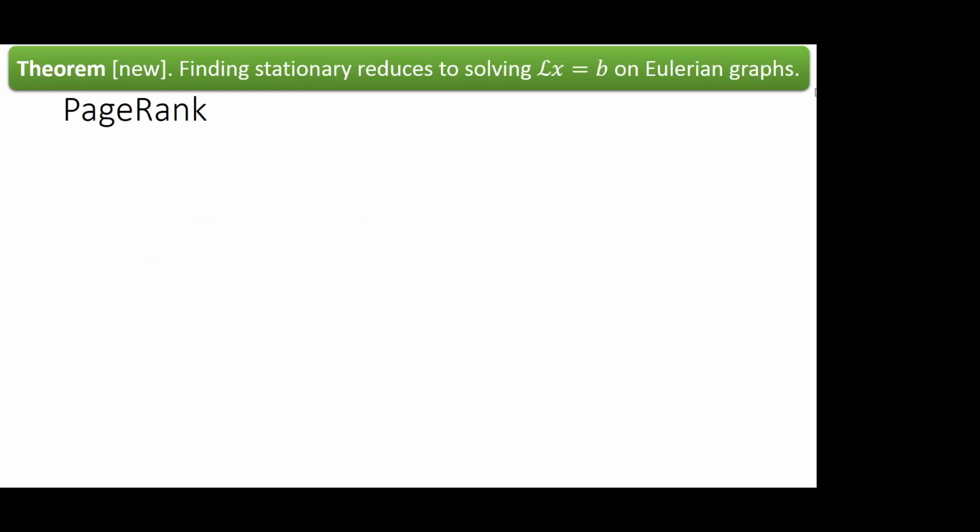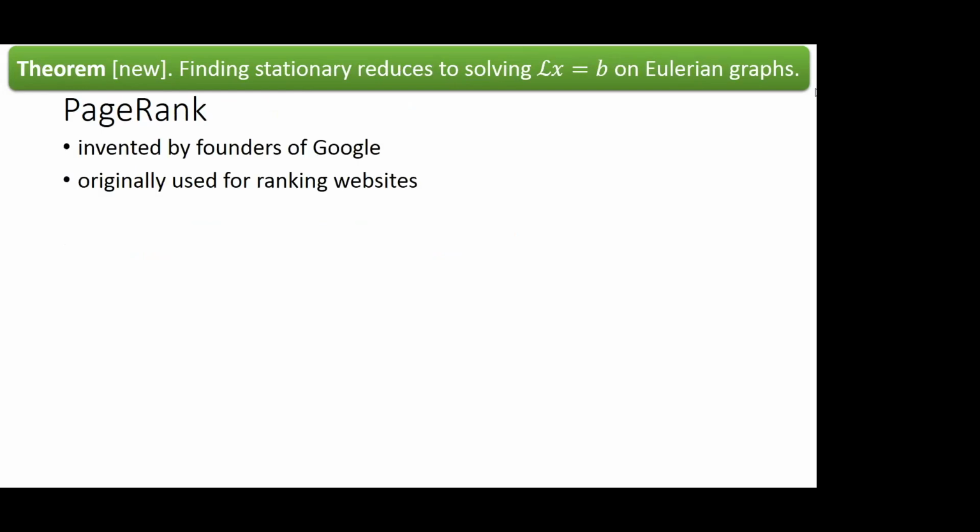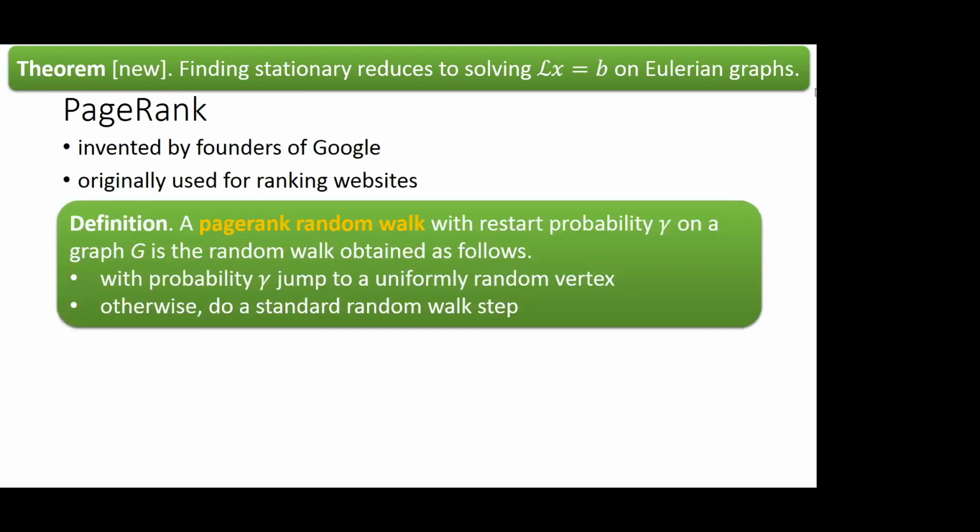Okay, so first I'm going to talk about PageRank. It was invented by the founders of Google, and it was originally used for ranking websites. And here's the definition. A PageRank random walk with restart probability gamma on a graph G is the random walk obtained as follows. With probability gamma, you jump to a uniformly random vertex, and otherwise you do a standard random walk step in the graph.